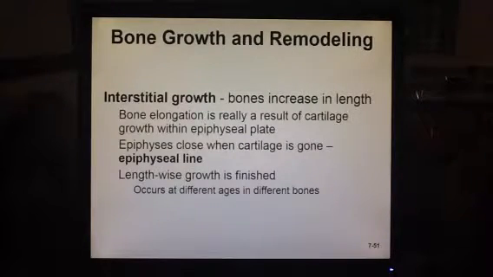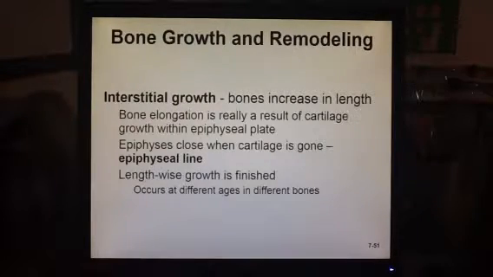Okay, so we know that bones are increasing in length, and technically that's called interstitial growth, but a lot of times we just use the term bone elongation, but really it's a result of cartilage growth within the epiphyseal plate. And so that plate we talked about closes when the cartilage is gone, and then it's replaced with what's called an epiphyseal line. At that point, the lengthwise growth is finished. So this occurs at different ages in different bones.